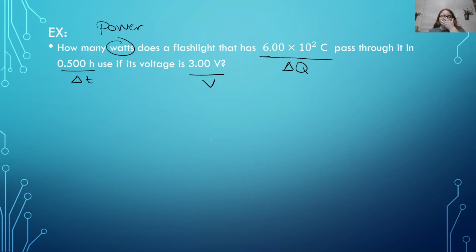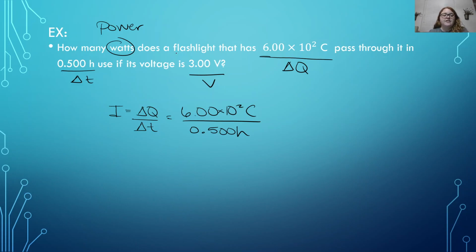What we'll need to do is, with our charge that's being passed through and our time, find our current. Remember, current is equal to delta Q over delta T, and that will be 6.0 times 10 squared C, or coulombs, divided by 0.500 hours.